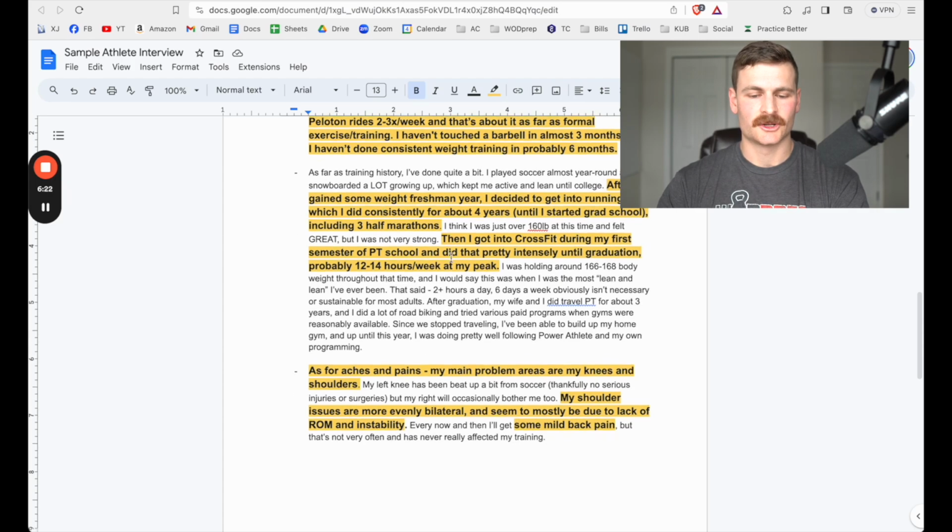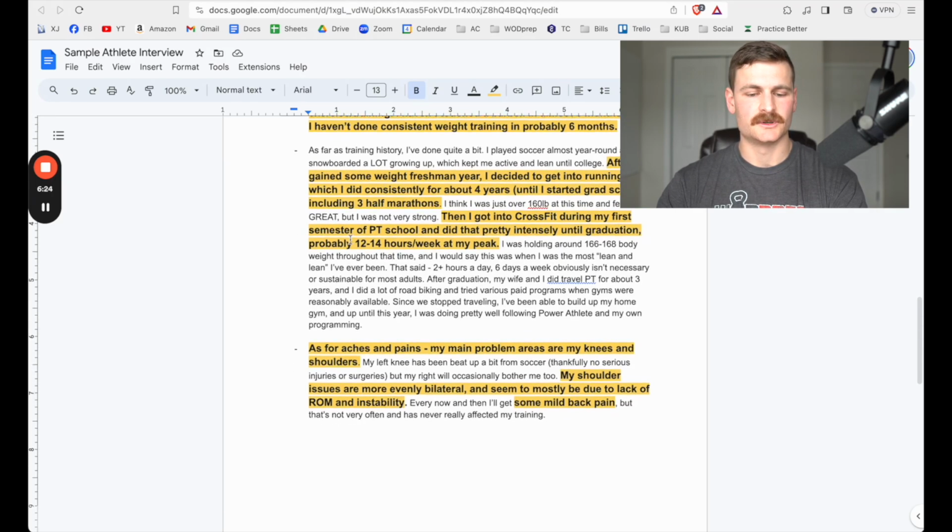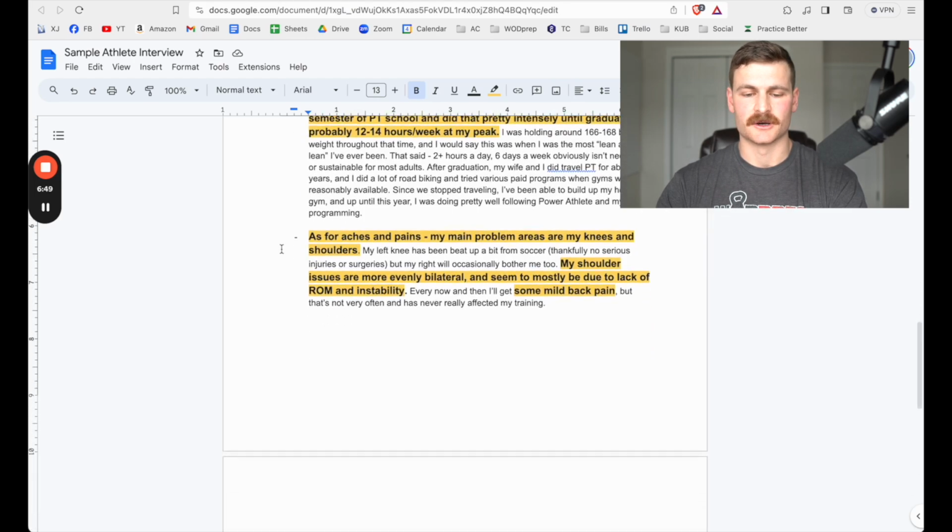Then he says that he did CrossFit during his first semester of PT school, as much as 12 to 14 hours a week, which is a lot. But what this tells me is that, again, he knows how to move a barbell. He knows how to move a dumbbell. He knows how to move a kettlebell. He might have good experience on the pull-up bar, doing any sort of gymnastics. And so this is all good information, because this information right here, as far as the CrossFit goes, is going to paint a wildly different picture than somebody who might not have any sort of experience at all.